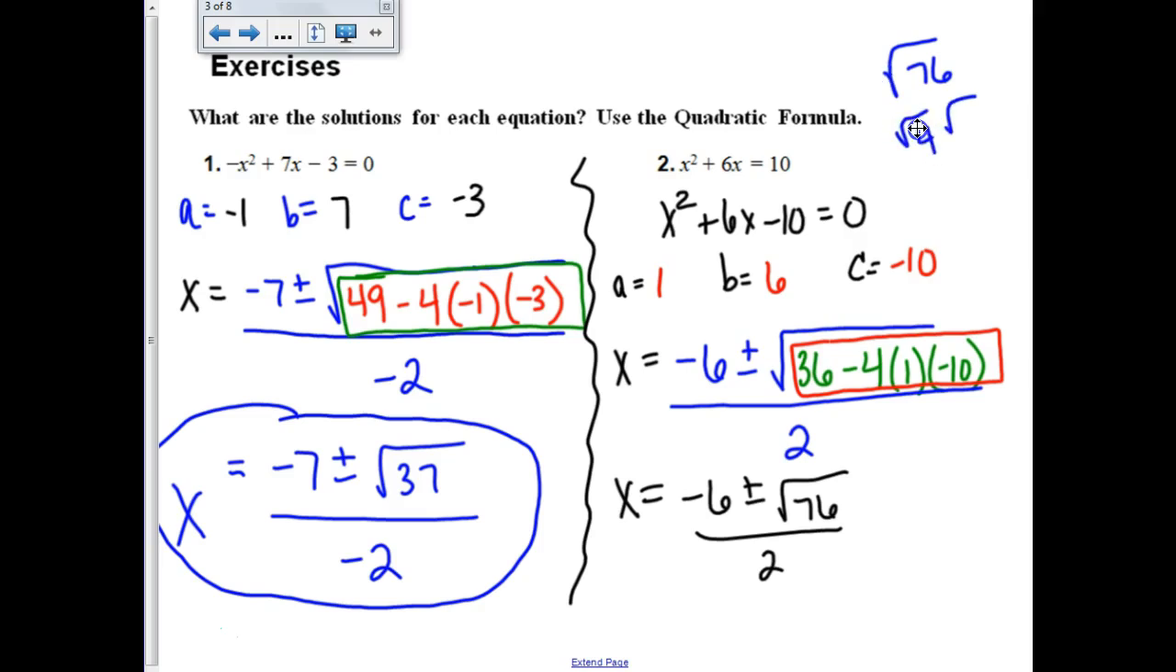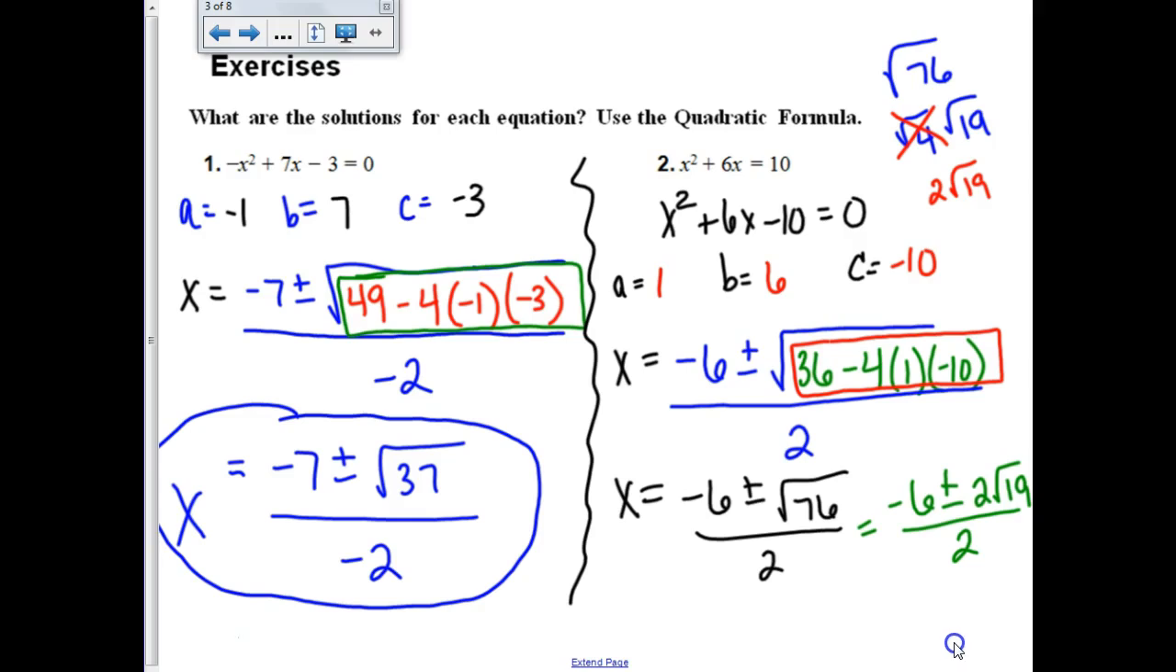4 times what? 19? Okay. So the square root of 76 is really the square root of 4 times square root of 19. So if I wanted you to reduce that completely, you'd be looking at 2 square roots of 19. And that's what we have to do down here. So this becomes negative 6 plus and minus 2 square roots of 19. That says 19 over here. I think it got cut off on your screen. Over 2.